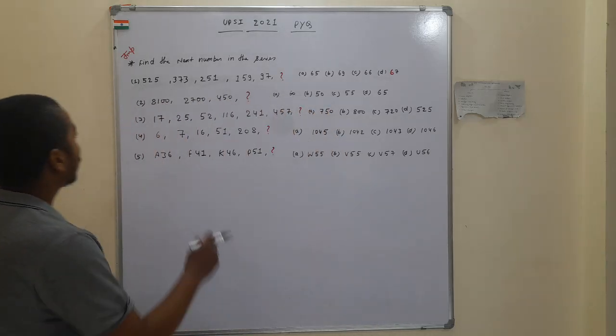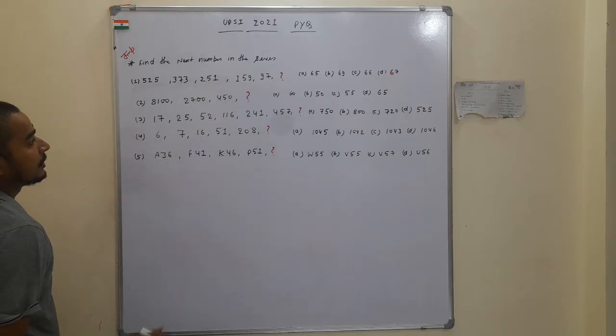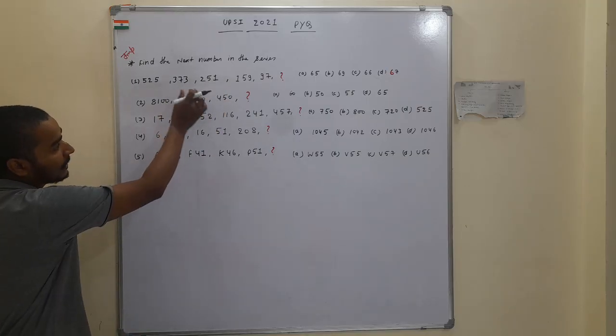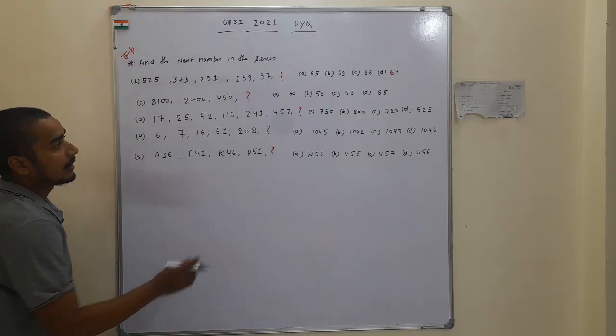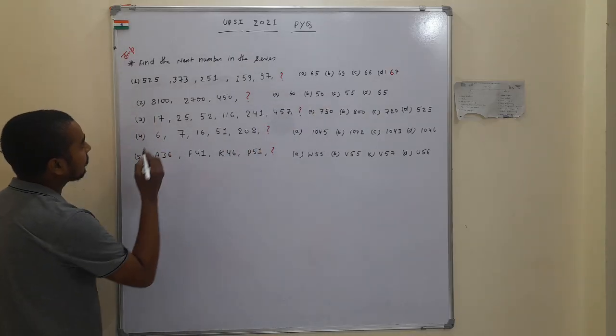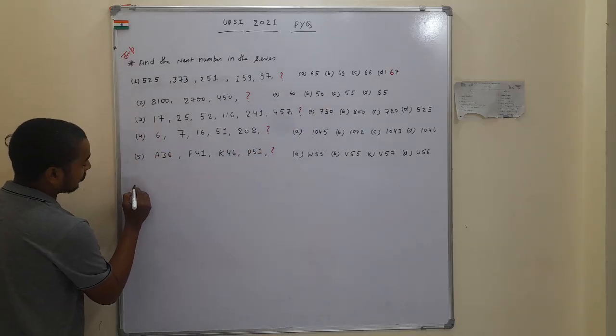Question is given here. Find the next number in the series. We have to find the value of the question mark in the given series, and the options are given. Let's solve the problem. We have to solve the first question here.